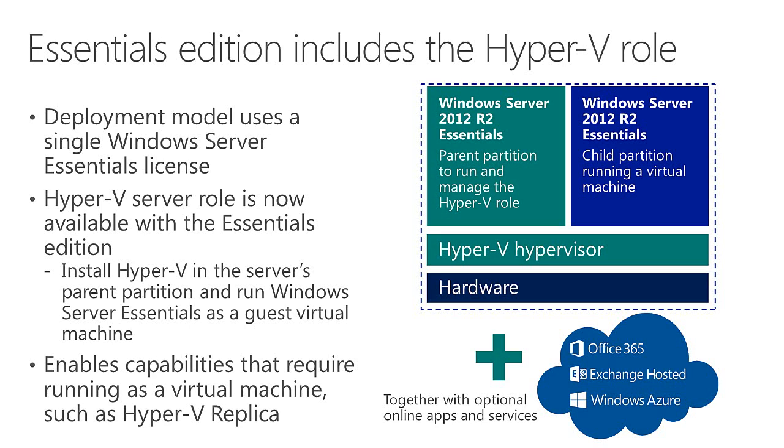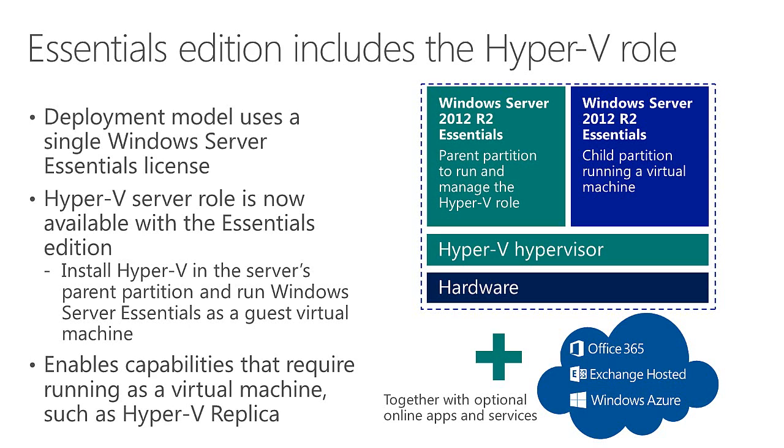You're not running Active Directory on that, you're not running line of business applications, you're not running a web server, you're not running anything else. It's just the parent partition to run and manage the Hyper-V role. So in our diagram here, that's the green box, right? And then you can run one guest instance, and that guest instance can be Windows Server 2012 R2 Essentials.